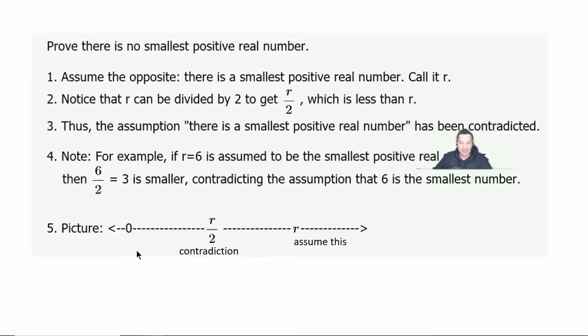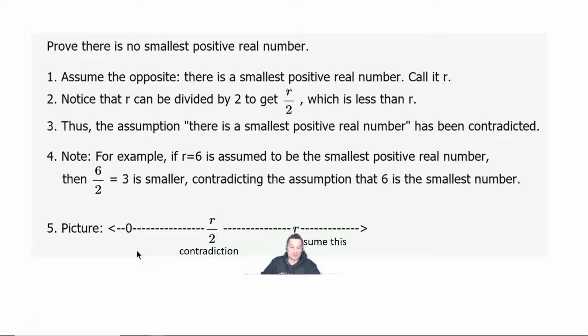So if you look at the number line, we're assuming that r is the smallest positive number, but then by simply dividing it by 2 or some other value like 10, we get r over 2, which is smaller. In other words, as you can see in the number line, it's closer to 0. In other words, this value r over 2 contradicts the assumption that r is the smallest positive number. So what you can then conclude is that there really is no smallest positive real number, because for every one that you propose is the smallest positive real number, you can always find one that's smaller, contradicting that assumption essentially.